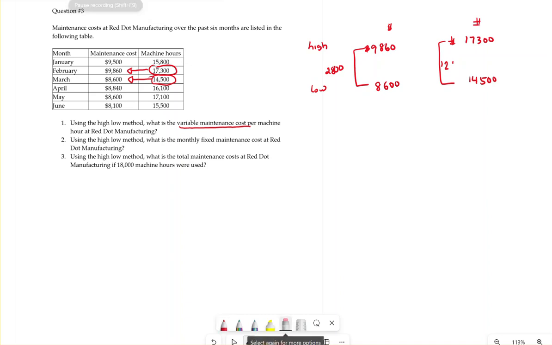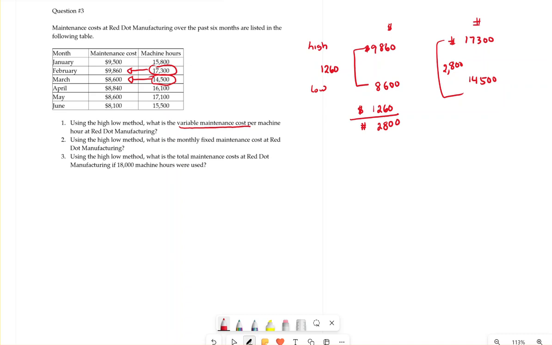I did it the other way around. Sorry, I thought this is 1,260 and this is 2,800. So the difference between the both is just the 2,800. So first thing is, when you're looking for variable cost, it's rise over run, the dollar value over the number of hours. So in this case, my dollar value is 1,260 and my difference is 2,800. So this is what we call rise over run.